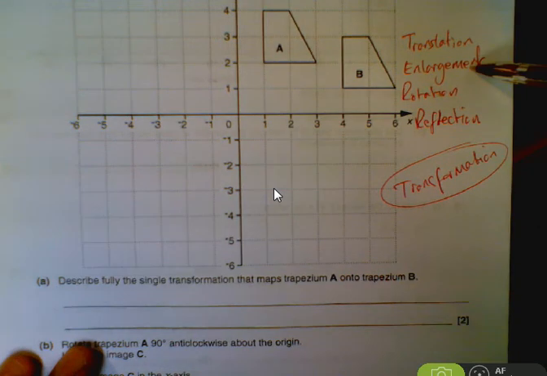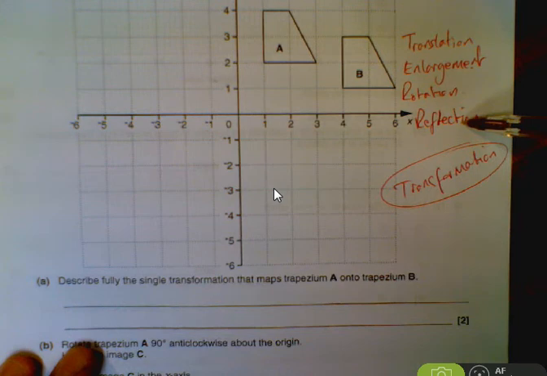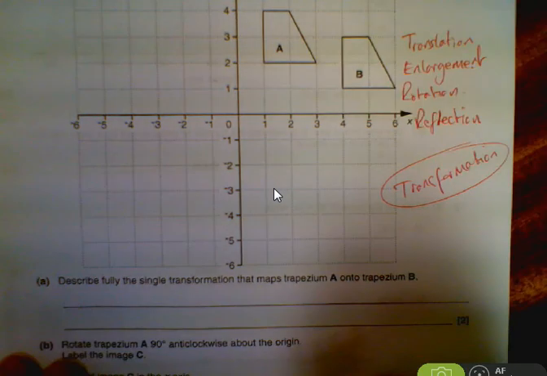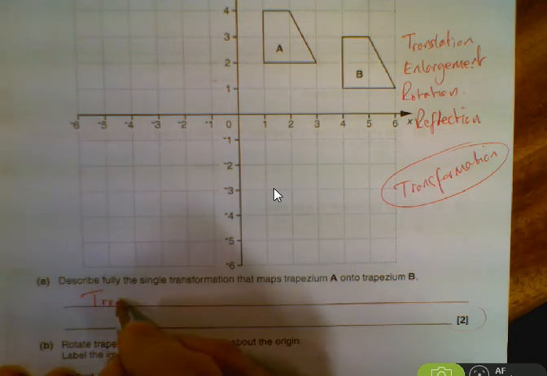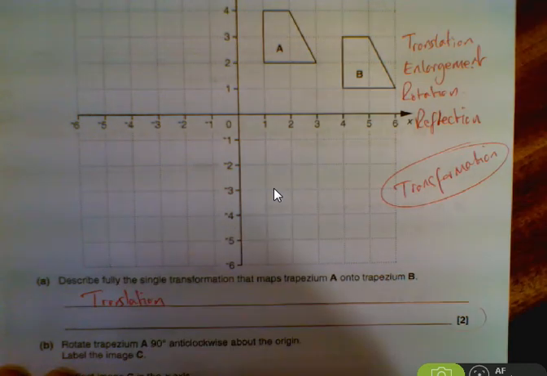So enlargement means getting bigger or smaller. Rotation means pivoting around a point. Reflection is a reflection in a mirror line. So translation is just moving something about without twisting and turning, but simply sliding it. So this is a translation. So one of my 2 marks, it says down here this is 2 marks, is going to be for using the word translation. So translation will get me 1 mark.